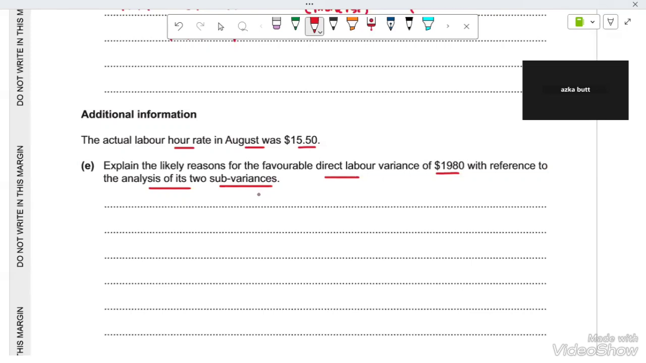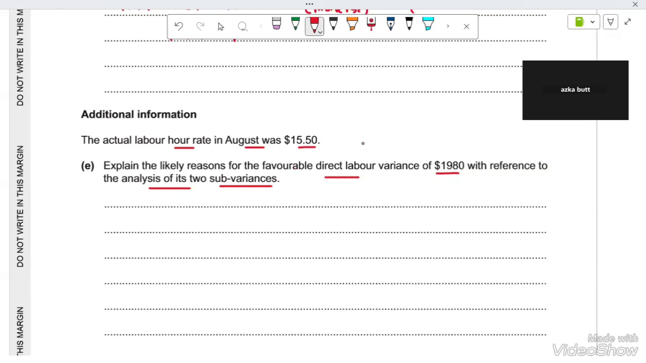The first one is the labor rate variance: did we pay workers more or less per hour than expected? And the second subdivision is the labor efficiency variance: did workers take more or fewer hours than expected to complete the work? So we are given the actual labor rate in August, which is 15.50 per hour, which is higher than the standard rate of $15 per hour.